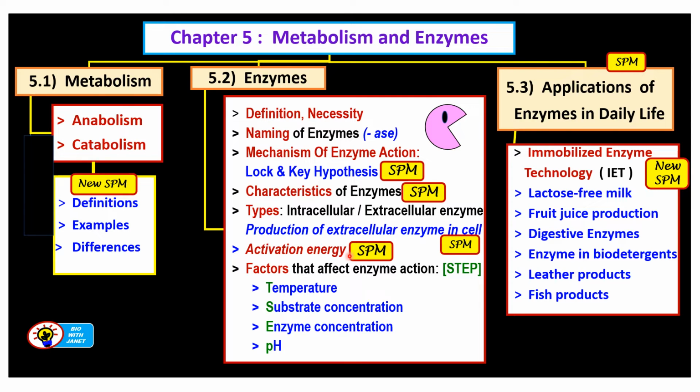Next, what is the meaning of activation energy and how does an enzyme affect the activation energy of a reaction? Finally, what are the factors that affect enzyme action? This is a common topic in the exam, especially in practical Paper 3. Think of the acronym STEP: S for substrate concentration, T for temperature, E for enzyme concentration, and P for pH. All these factors affect enzyme action. We also have to be able to explain the graphs.